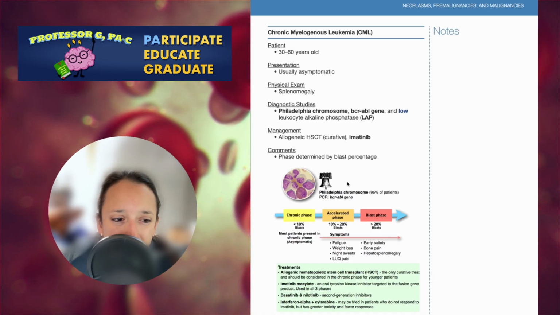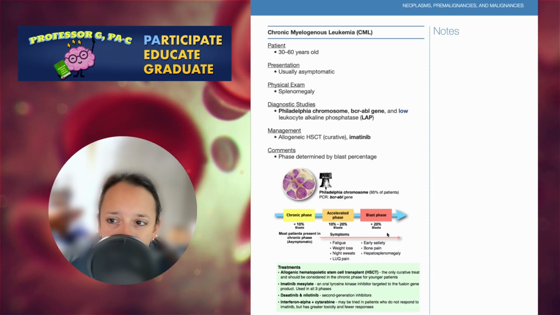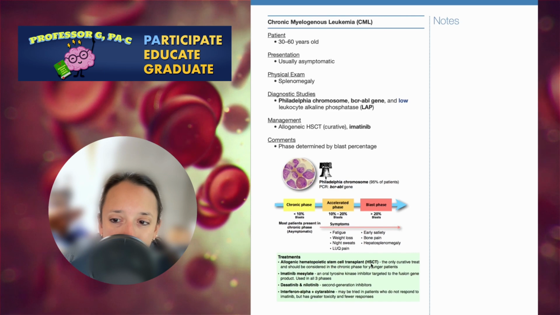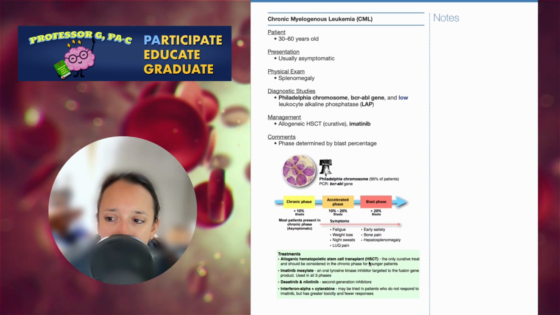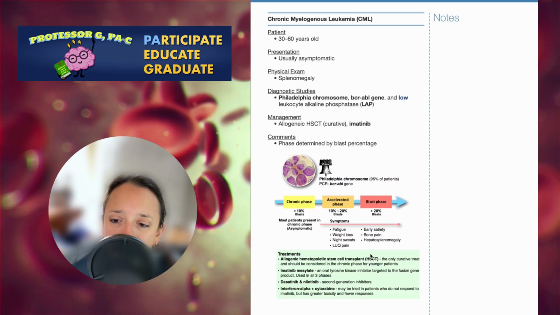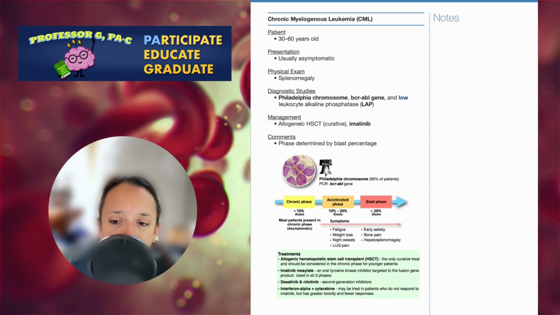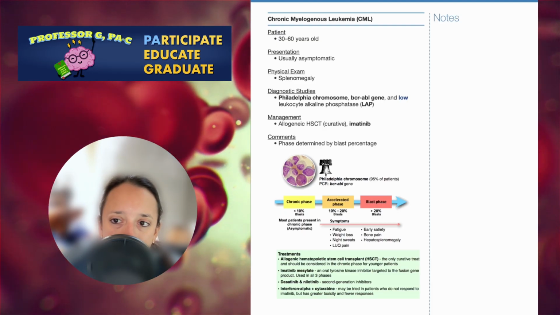So there are different phases. There's a chronic phase, the accelerated phase, and the blast crisis. And treatment really has been revolutionized with the tyrosine kinase inhibitors such as imatinib, or Gleevec. So a helpful tip is, if you see marked leukocytosis, splenomegaly, and the Philadelphia chromosome, you want to think CML.